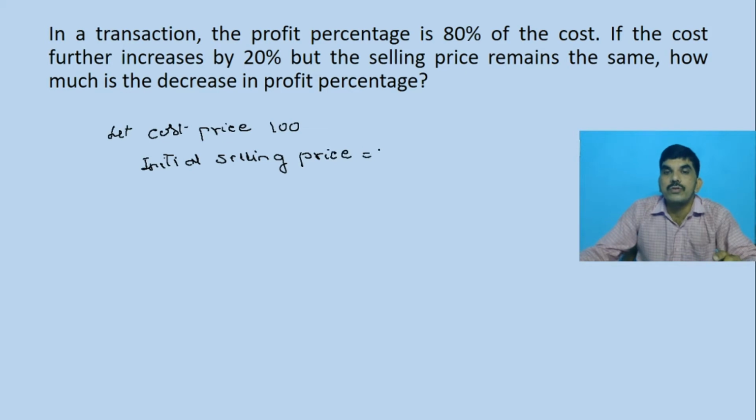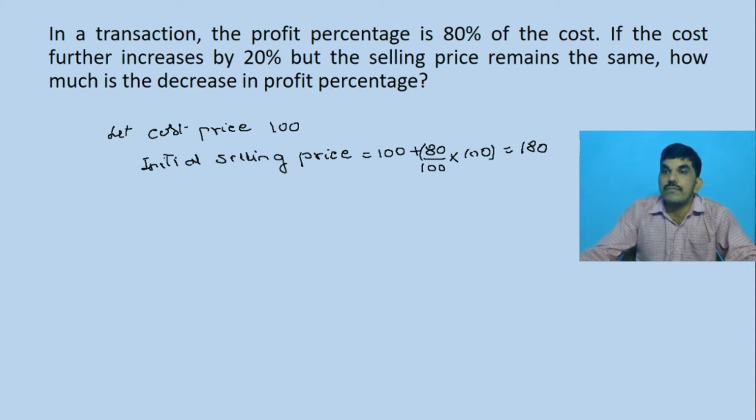80% more. So 100 plus 80, right? 100 plus 80, that is 80% of 100. So it is the same as 80, so 180 rupees. Correct? So this is based on the initial data.